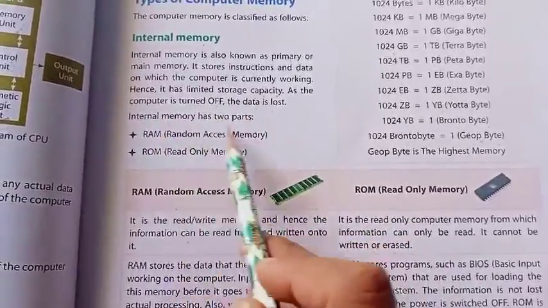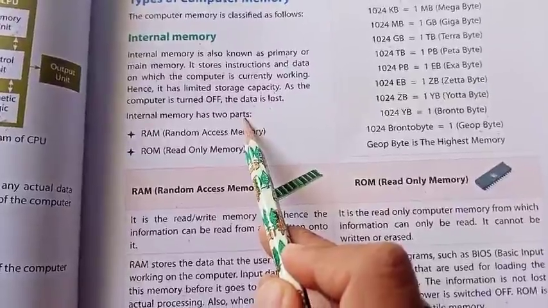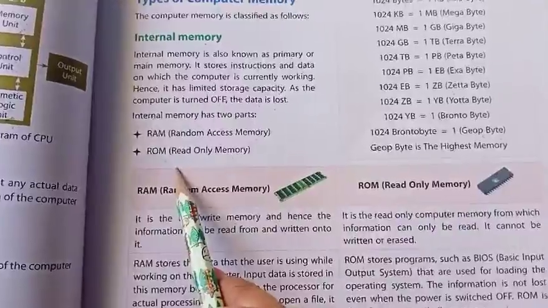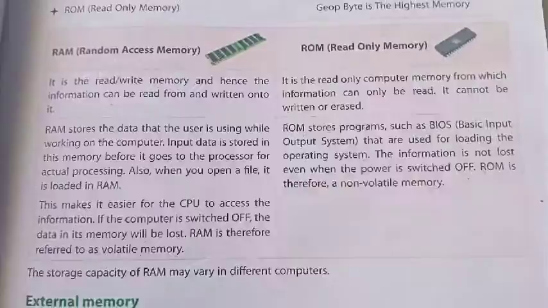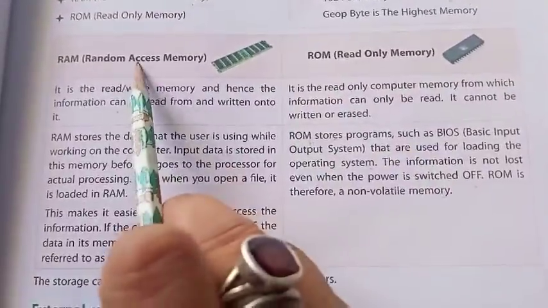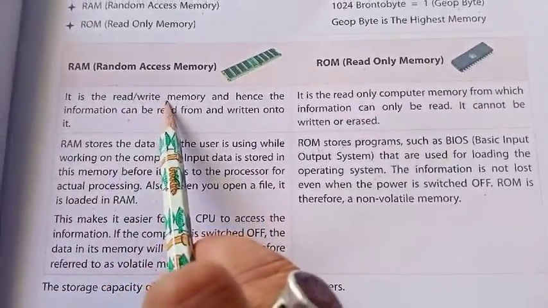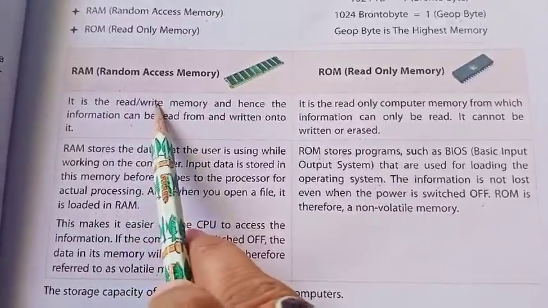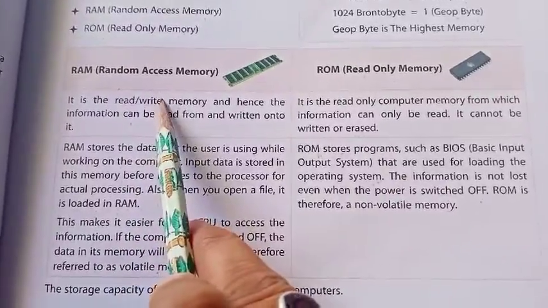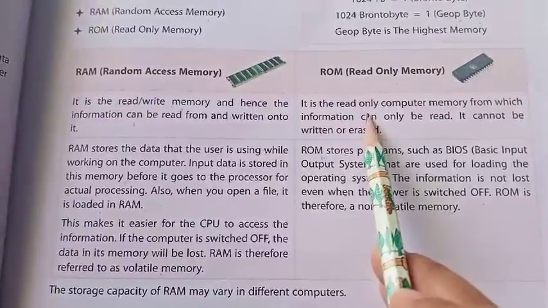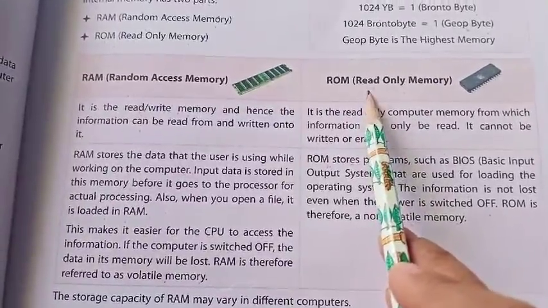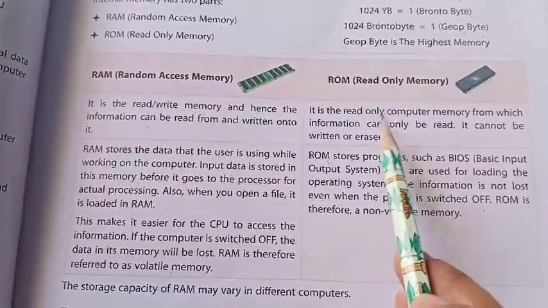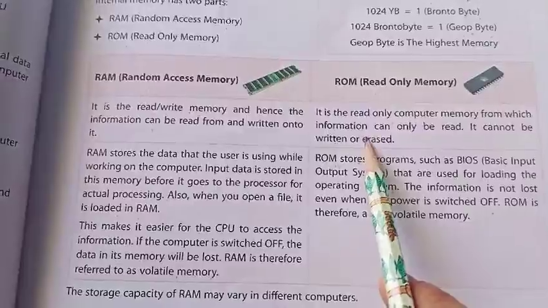We have two parts of internal memories, RAM and ROM. RAM is random access memory and ROM is read-only memory. The difference between the two is that RAM is read-write memory. That is, you can read as well as write onto it. And the ROM is only for reading, as the name indicates. You can only read what is written onto it. You cannot erase, you cannot write on that.